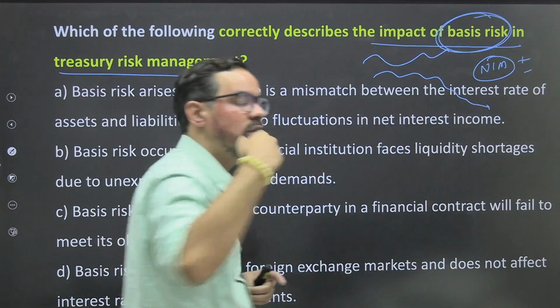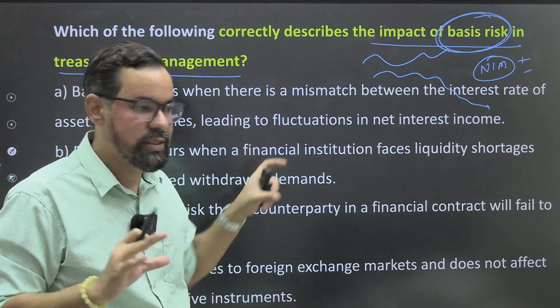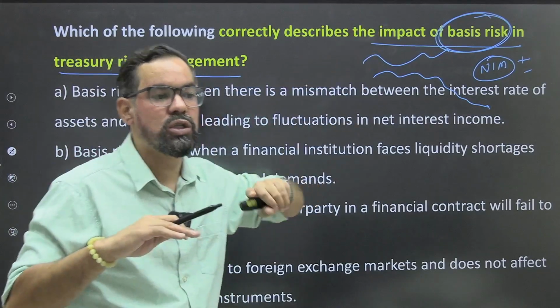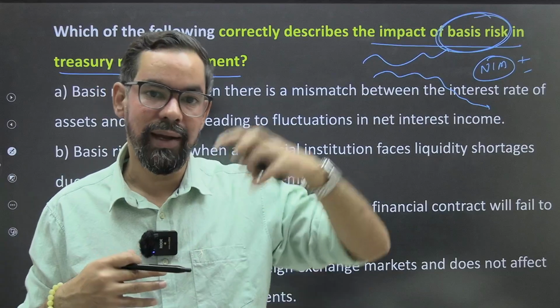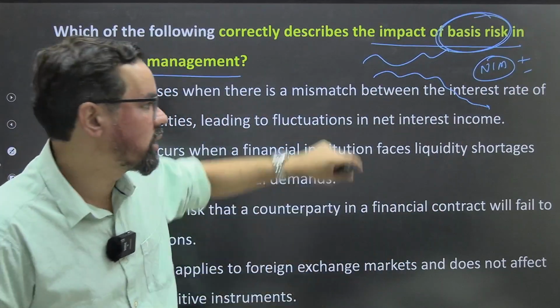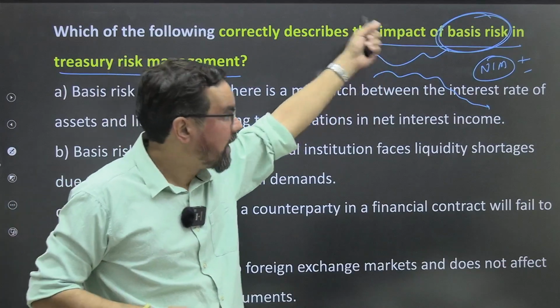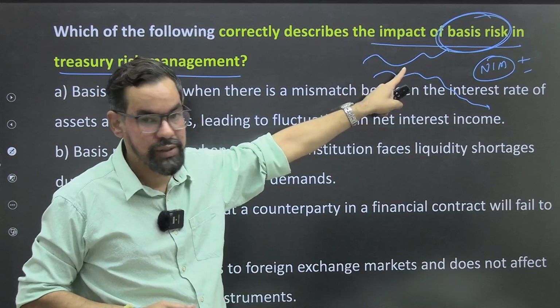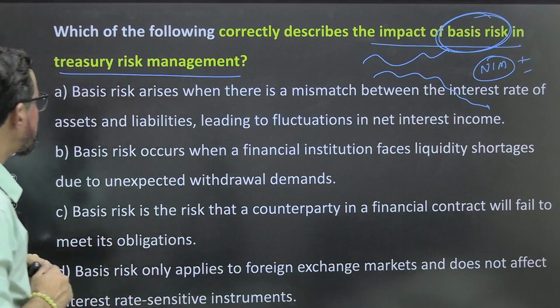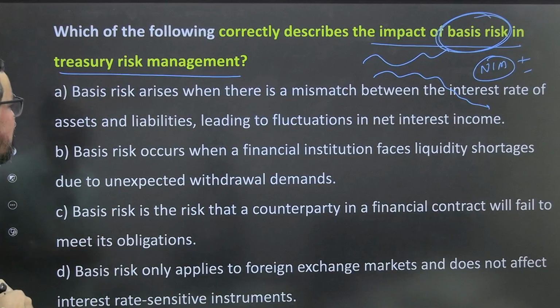ठीक है, so there will be some fluctuation in your NIM, तो वो उस चीज को कवर अप करने के लिए basis risk is basically our bonds or the security which we are holding that is linked with some indices. So due to some fluctuation, sometimes it creates a problem for the bank, it moves in the adverse direction. So that risk is generally known as basis risk. Okay? So now the question is, which of the following correctly describes the impact of basis risk in treasury management?